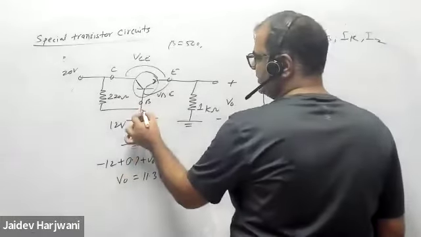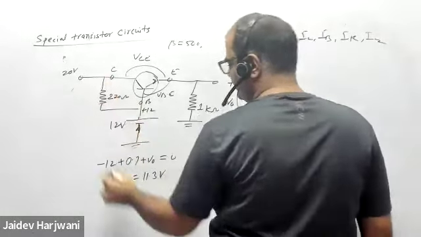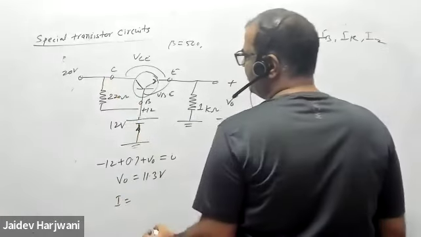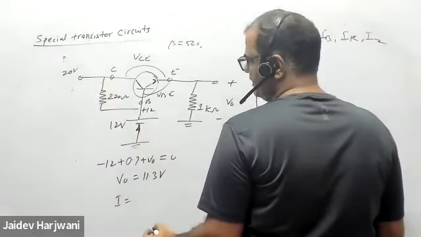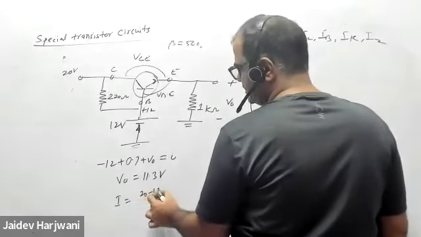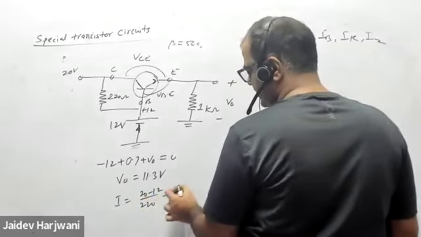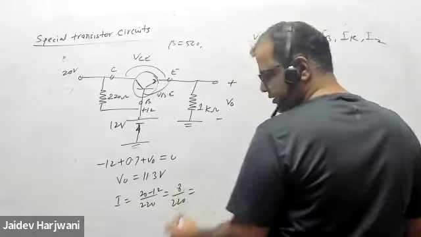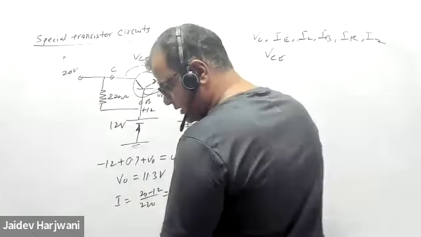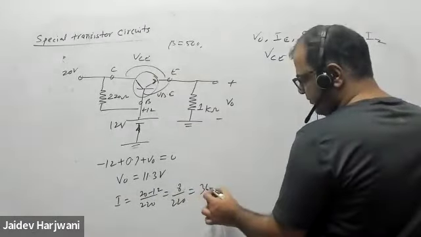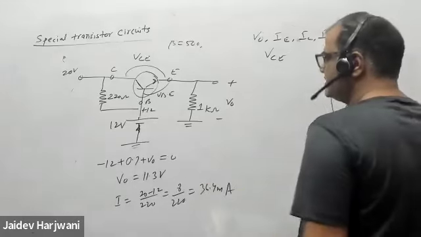Now this point is 12, this point is 20. You can find the I. I will be 20 minus 12 upon 220, 8 upon 220, that is 36.4 milliampere. You can check the calculation.